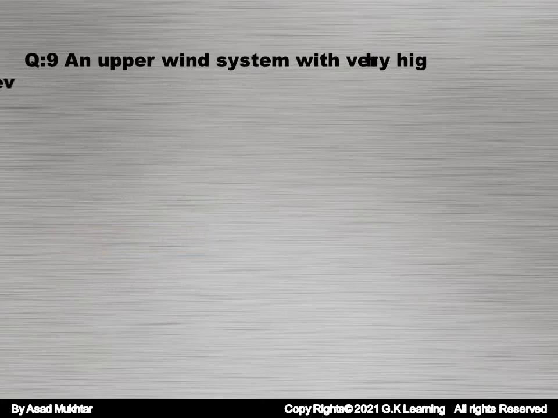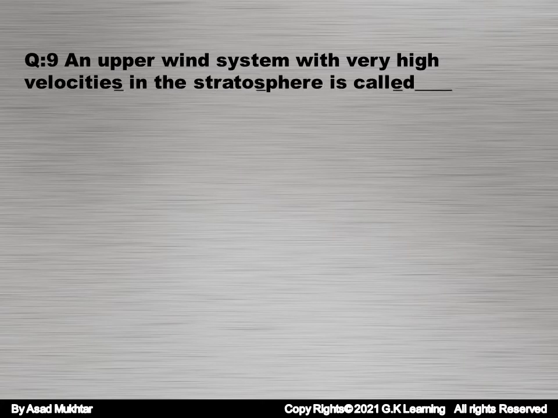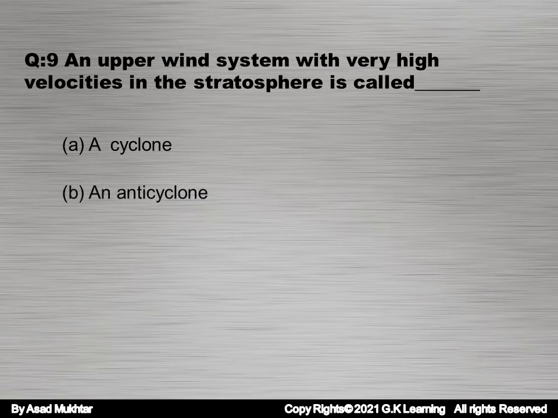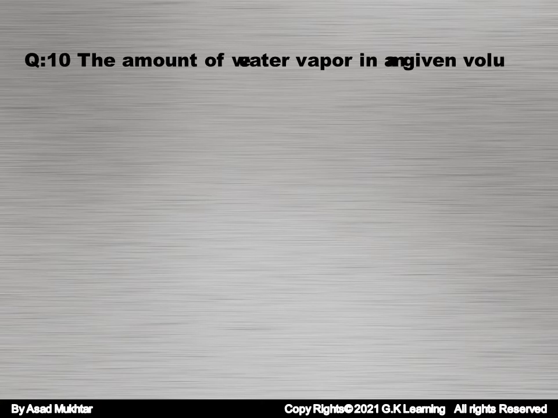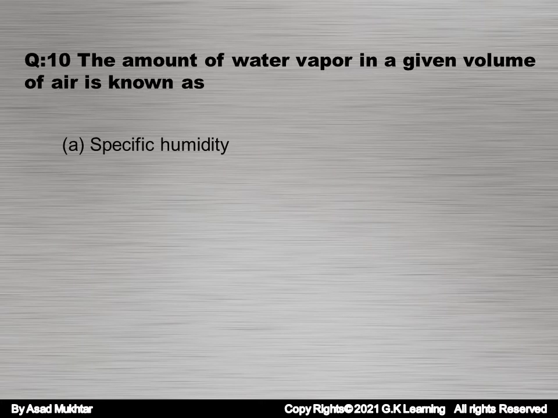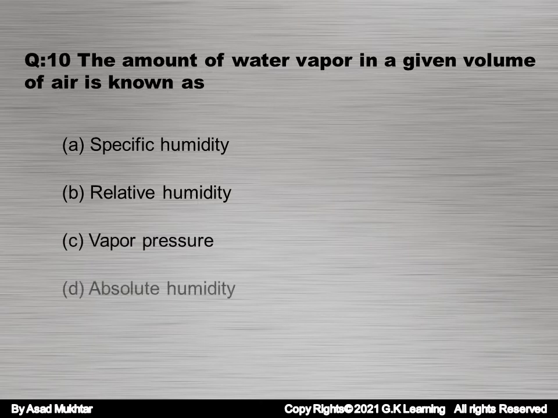An upper wind system with very high velocities in the stratosphere is called a cyclone, an anticyclone, monsoon, jet stream. The answer is jet stream. The amount of water vapor in a given volume of air is known as specific humidity, relative humidity, vapor pressure, absolute humidity. The answer is absolute humidity.